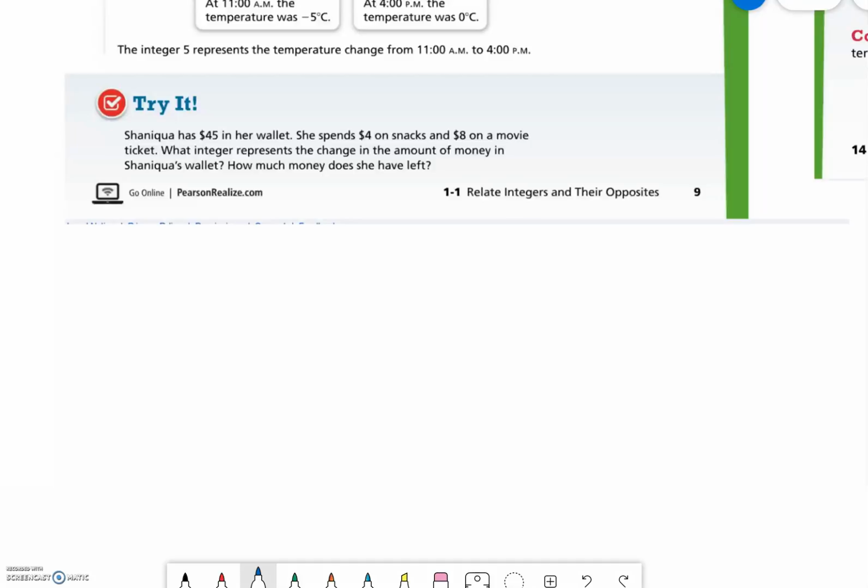Shaniqua has $45 in her wallet. So she starts with $45. She spends $4 on snacks. So if she spends the money, she no longer has it. It is a subtraction. And she spends $8 on the movie ticket. So again, she's subtracting that money from what she has.